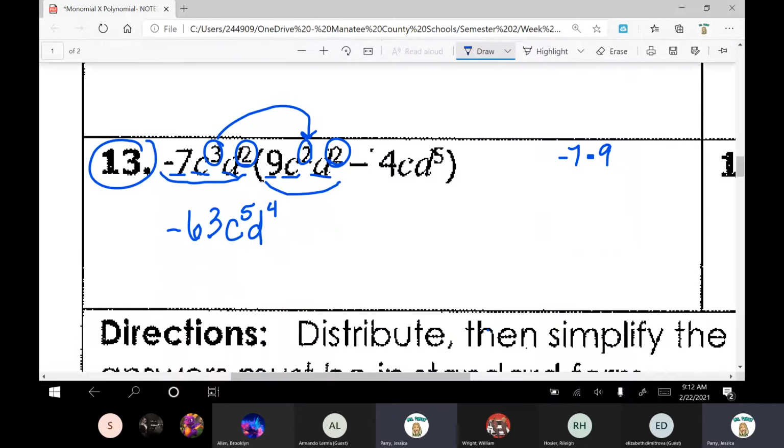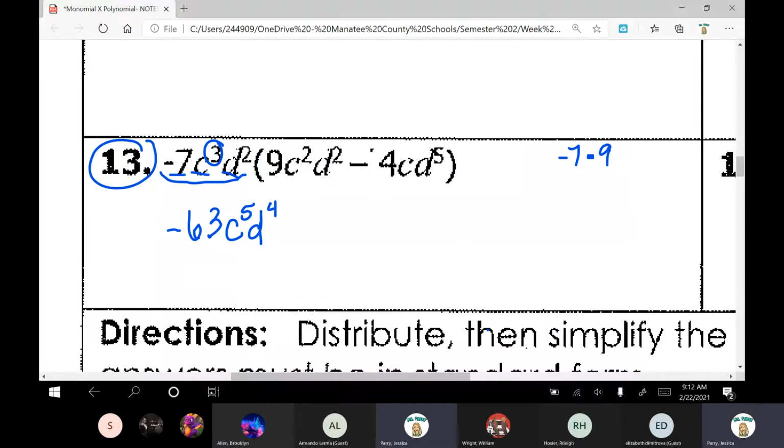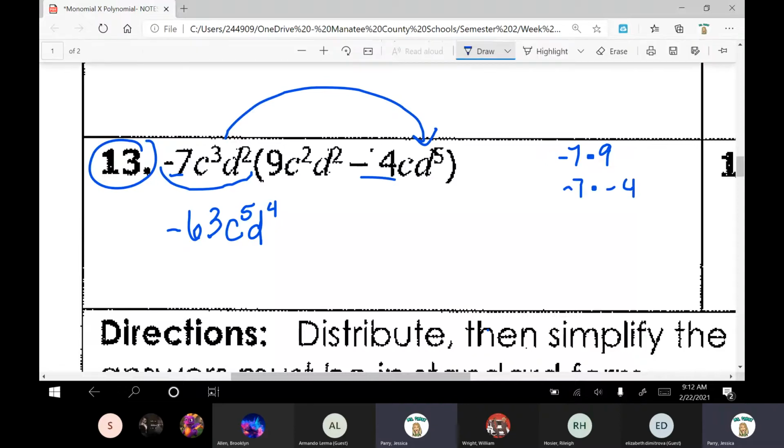Going on to our next jump, I'm going to erase all of this here so we can just focus on one thing at a time. I'm erasing just so we can see it better. So now this times our second term. So first, let's multiply the coefficients. Negative 7 times negative 4. So then we get a positive 28.